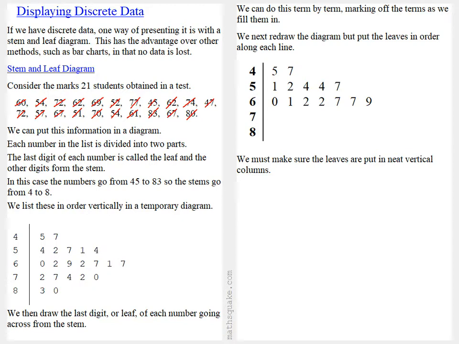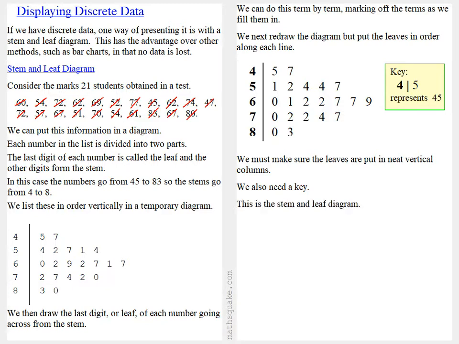next to the 6. In row 7 we had 2, 7, 4, 2, 0. So to put those in order, we have 0, 2, 2, 4, 7, which we write next to the 7. And finally, next to the 8 we had 3, 0, so putting that in order, next to the 8 we write 0, 3. We also need a key to explain what's going on. In this case, the key says that 4 bar 5 represents the number 45. And then this is our completed stem and leaf diagram.